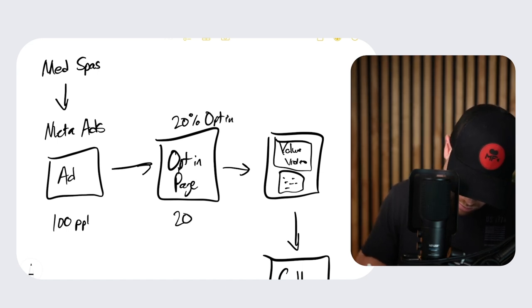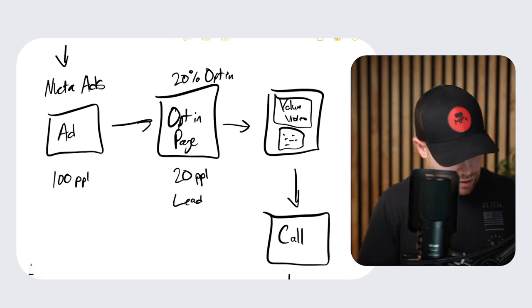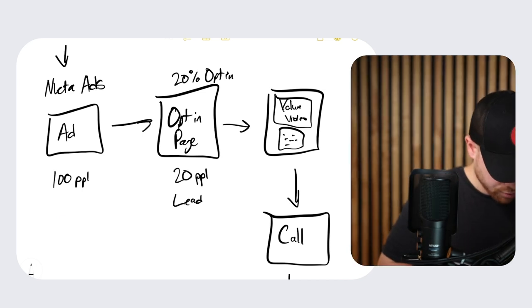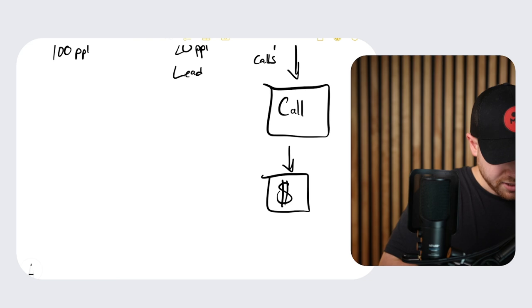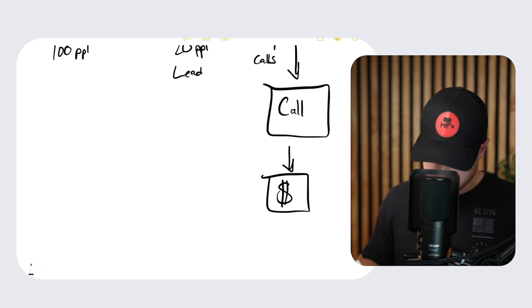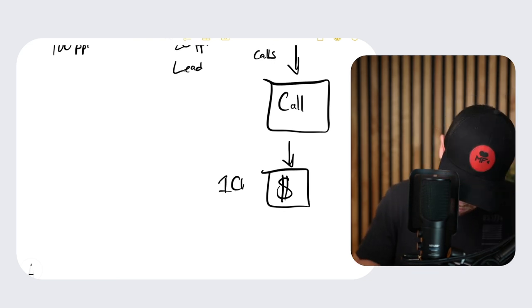So then 20 people are going to actually become a lead here. And then typically of those 20 people, 10% of them, 20% of them are going to become calls. So 20 divided by 20%, you're going to have 4 of those become sales calls, right? And then if you're decent at sales, you're probably closing at about 30%. So then you're closing 1 client down here, right?